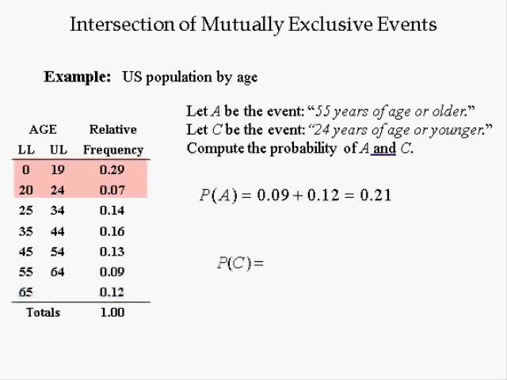The pinkish box identifies the sample points in C and their probabilities. The probability of C is the sum of its sample points' probabilities, which is 0.36. Since the two boxes do not overlap, they do not share sample points. This means there are no sample points in the intersection of A and C. Thus, the probability of A and C equals 0. And A and C are called mutually exclusive events.